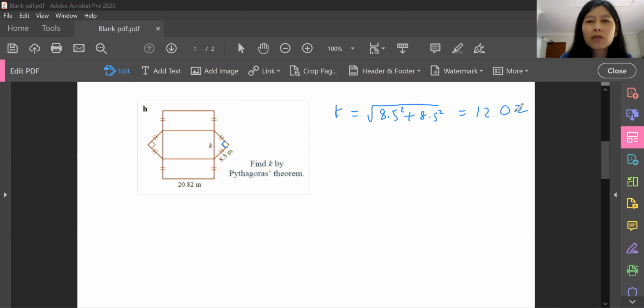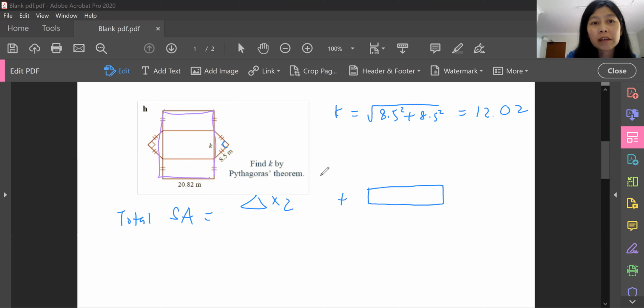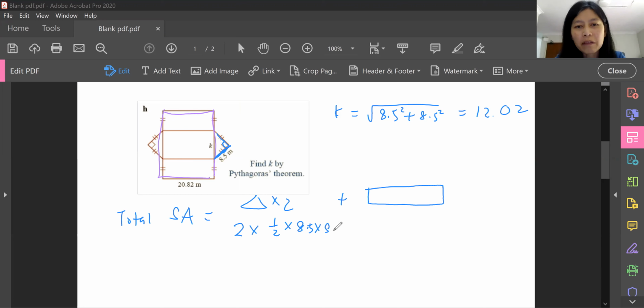Again, we can also simplify the problem by treating this like a big rectangle. See, this is a big rectangle and 2 pieces of triangle. So the total surface area of this shape will be 2 pieces of triangle plus 1 long piece of rectangle. You can do that, or you can work it out piece by piece, it's fine too. So the triangle is 2 pieces times the formula, half times height times base. Bear in mind, height and base have to form 90 degrees. So it's 8.5 times 8.5.